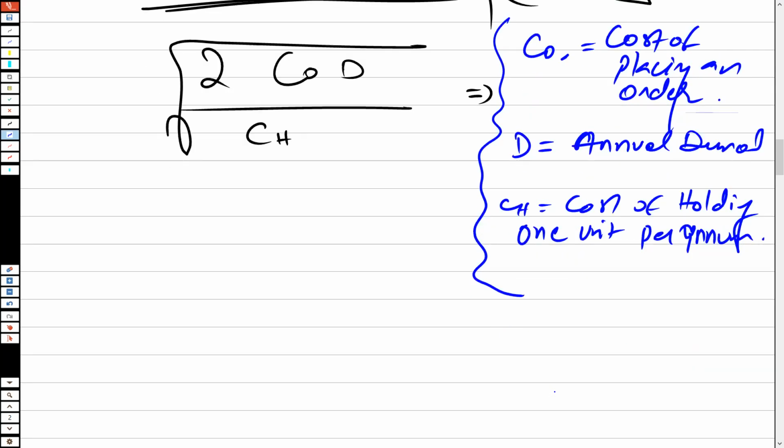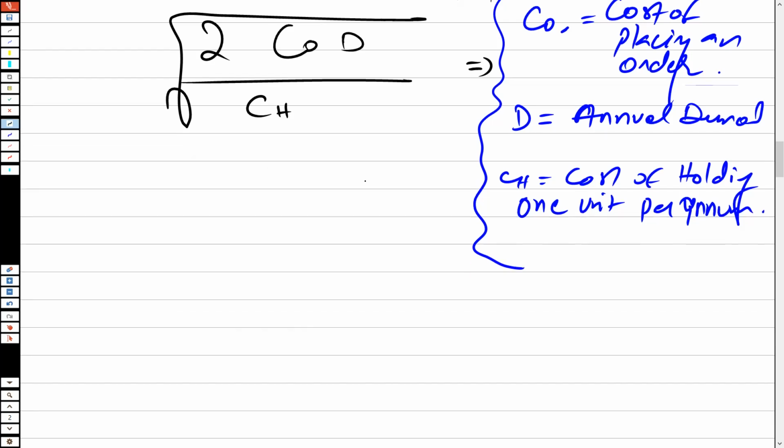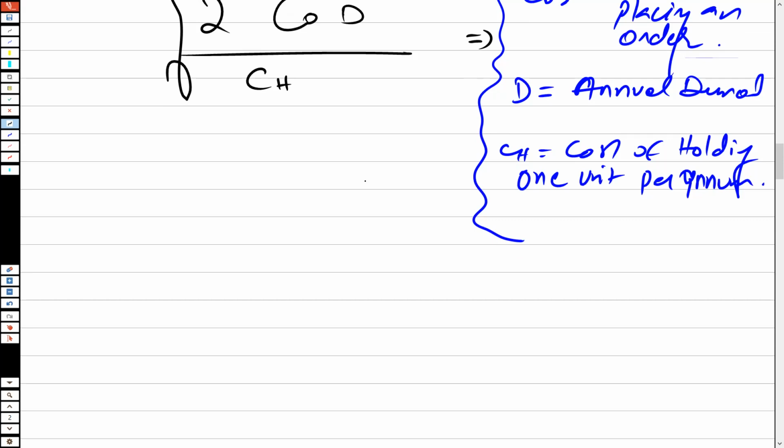Now, let's have a bit of a discussion about all this. Every organization would want to achieve the optimal ordering level, and in order to achieve it, you need to follow the order quantity using the economic order quantity model. I'll give you an example, and through that example, I'm going to guide you on how to calculate the economic order quantity.